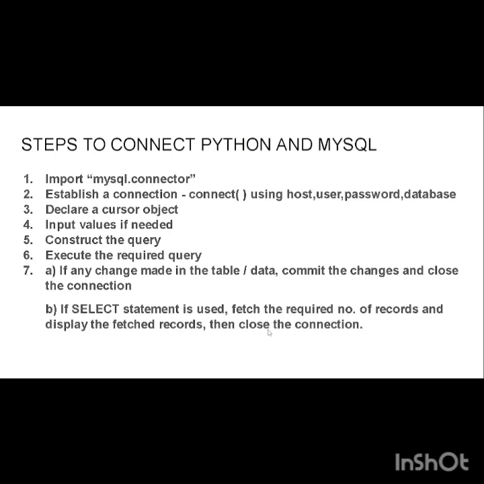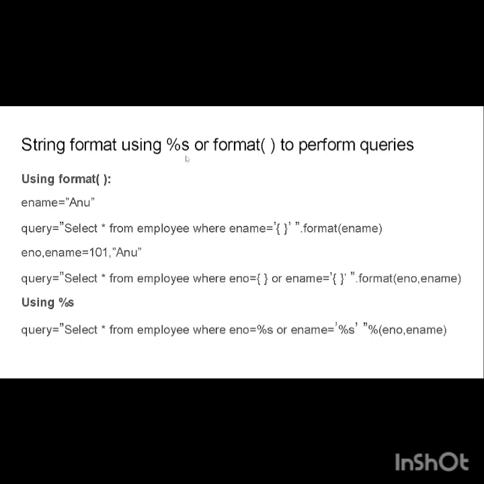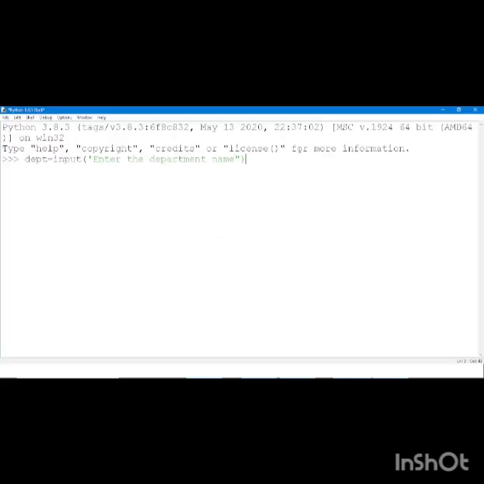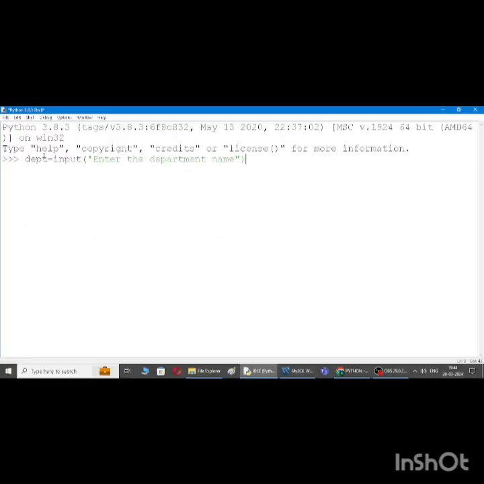Now let's get into a sample program. Before that, you have to learn how to construct a query using dot format or %s. So either you have to use %s or format. I'll show you how to use this. See, I'm going to input department name and fetch the names of employees from this particular department. Let me first input the department name from the user. So I'll give the department name as HR. Right? Now we are going to fetch the employee details of HR department employees.